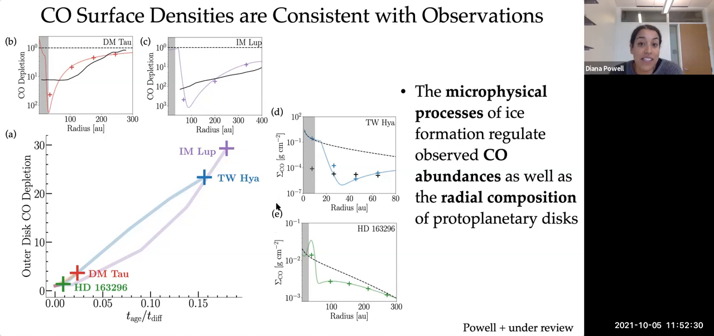And I'll note that this process is applicable to other volatiles in disks, such that the microphysical processes of ice formation both regulate the observed abundances of CO gas and are crucial in determining the radial composition of protoplanetary disks. And using this model, we're able to constrain the solid and gaseous CO inventory at the disk midplane where planets form, constrain the bulk disk diffusivities and mixing characteristics, and resolve inconsistencies in estimates of the disk mass. So these are three crucial parameters that control planetary formation.